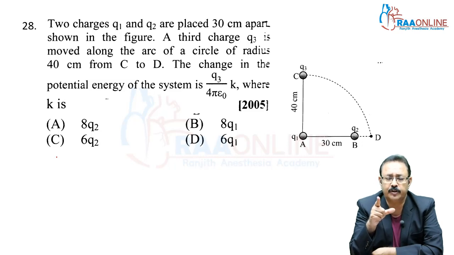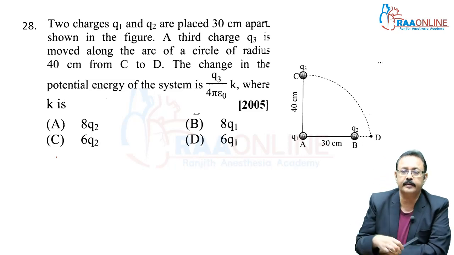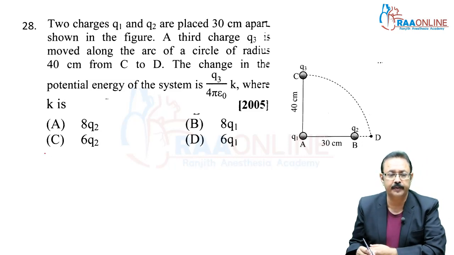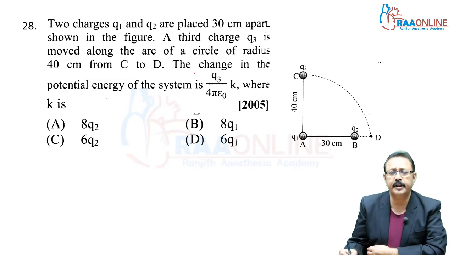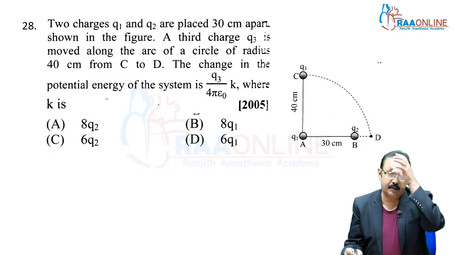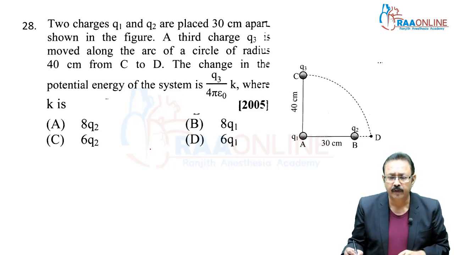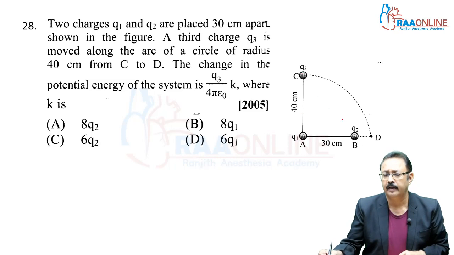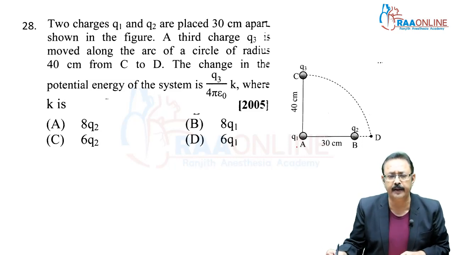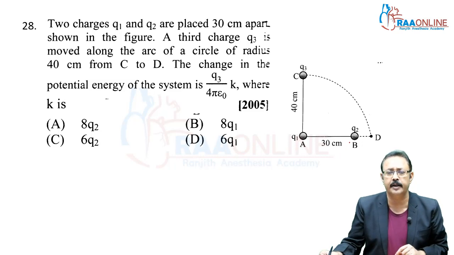What should we write in place of K? So first we have to calculate the potential energy of Q3. They are saying the change in the potential energy of the system. In our system we have this pair of charges, this Q2, Q3, two charges. Now we have only two charges. Q1 is at A, Q2 is placed 30 centimeter at B.